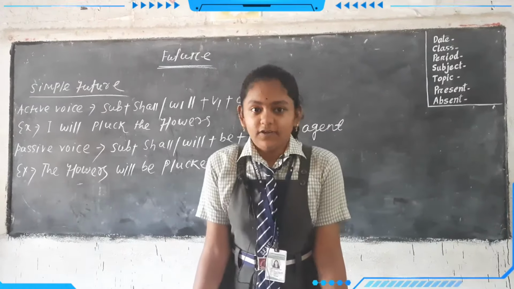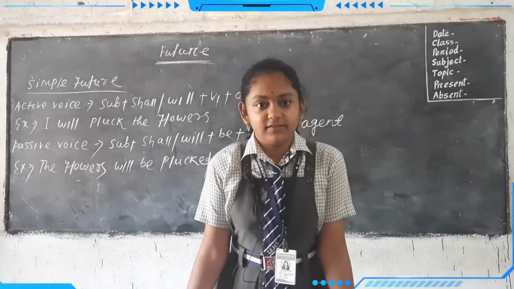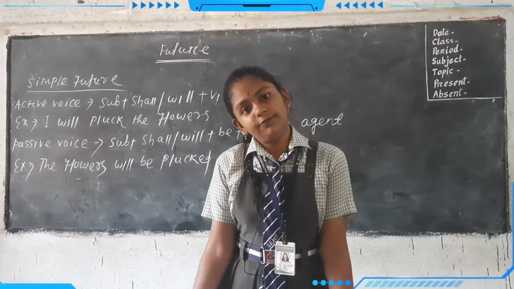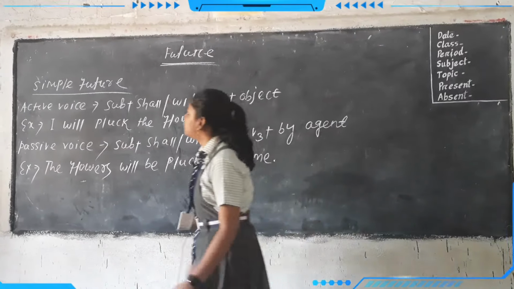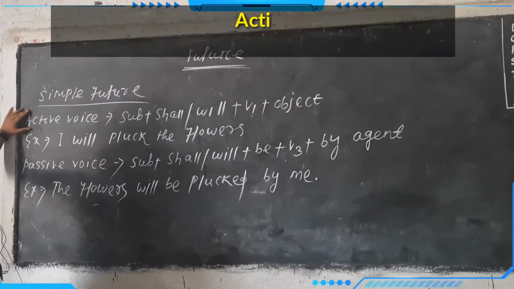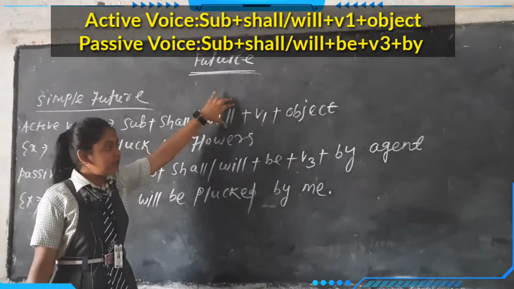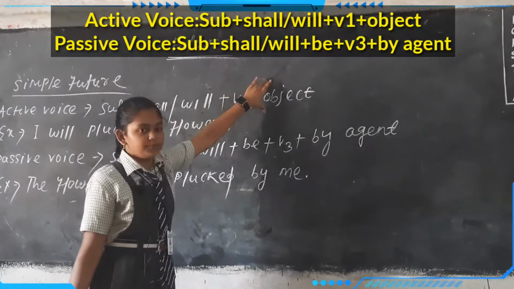So in the last video we discussed the present and past tenses. Today we will discuss the future tense. First of all, we will discuss the simple future. In the active voice, the structure is subject plus shall or will plus verb 1 plus object.